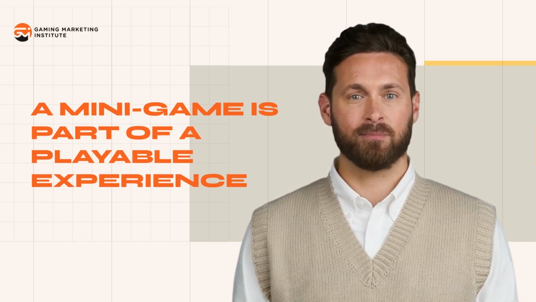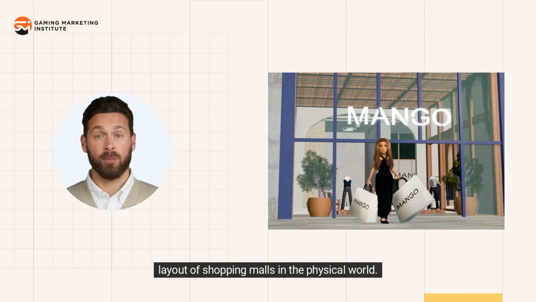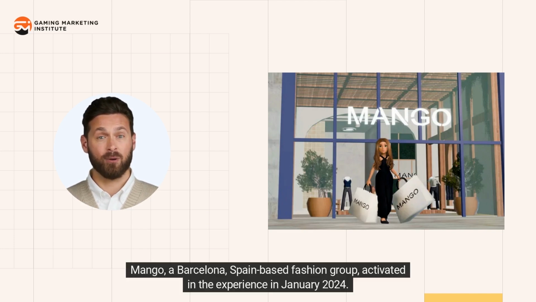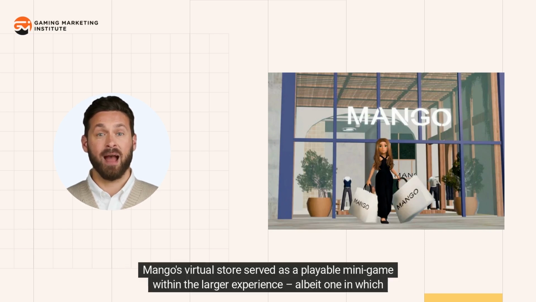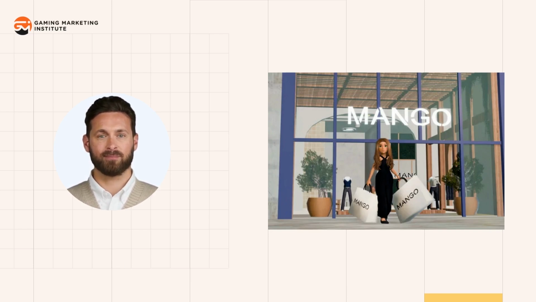The Roblox experience, Outfit Shopping Mall, is a purposefully built virtual mall that emulates the layout of shopping malls in the physical world. Mango, a Barcelona, Spain-based fashion group, activated in the experience in January 2024. Mango's virtual store served as a playable minigame within the larger experience, albeit one in which players could try on and buy fashion.